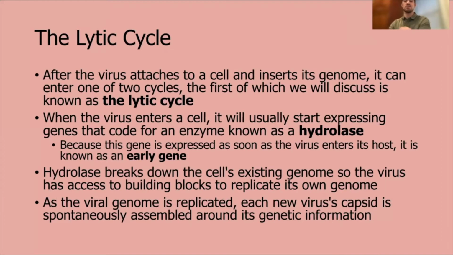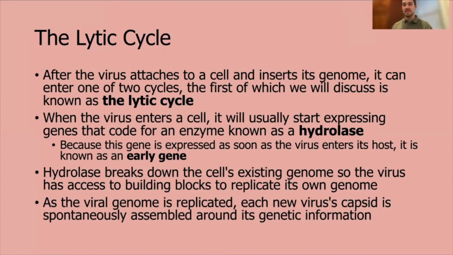So when the virus enters a cell, it will usually start expressing genes that encode for an enzyme known as hydrolase. So this is basically the first thing that the virus does when it enters the cell. Because this gene is expressed as soon as the virus enters its host, it is known as an early gene. So what hydrolase does is it breaks down the cell's existing genome so the virus has access to building blocks to replicate its own genome. So a bacteriophage, for example, is a DNA virus. If it needs to replicate its genome, what better way to do it than with the building blocks of the own cell, of the host cell?